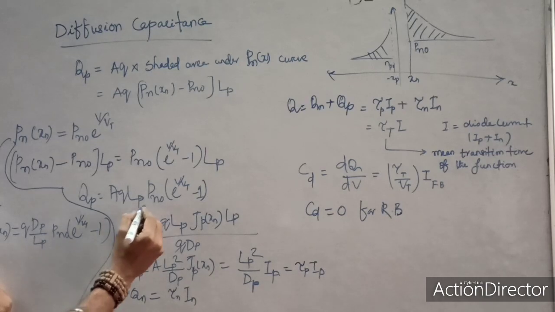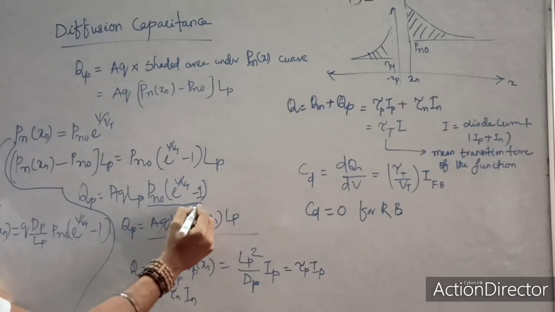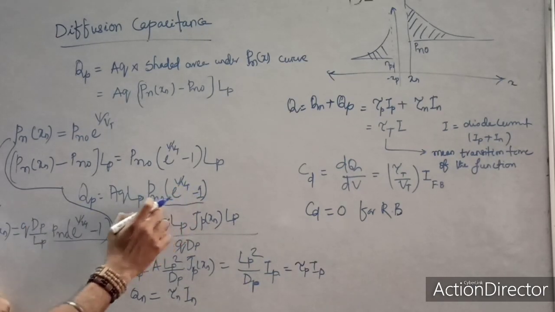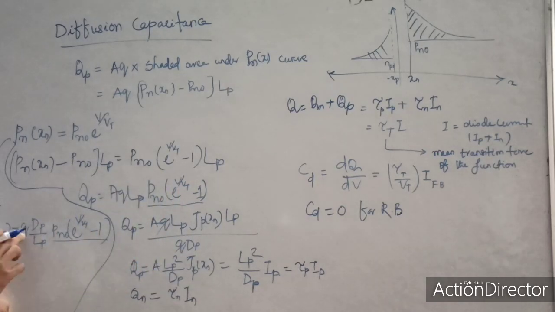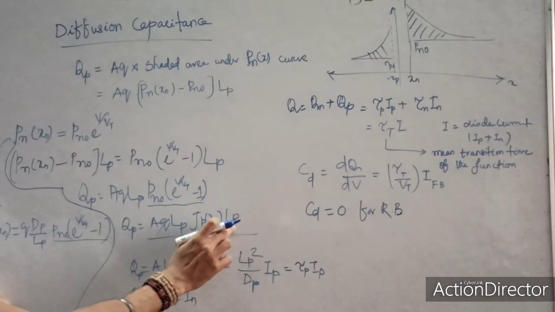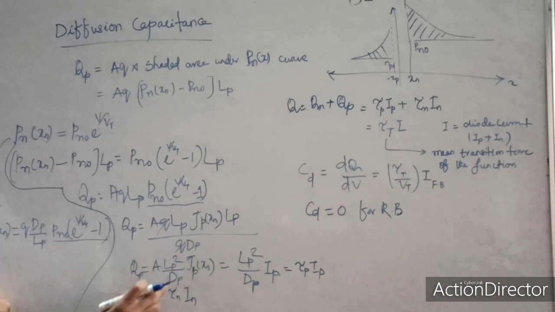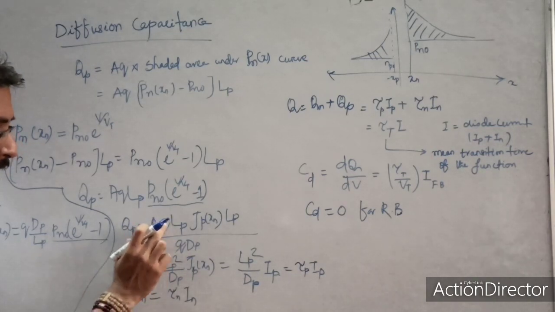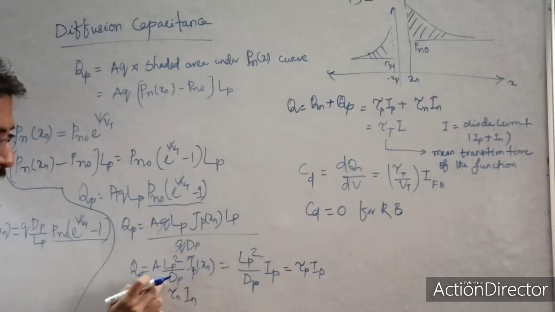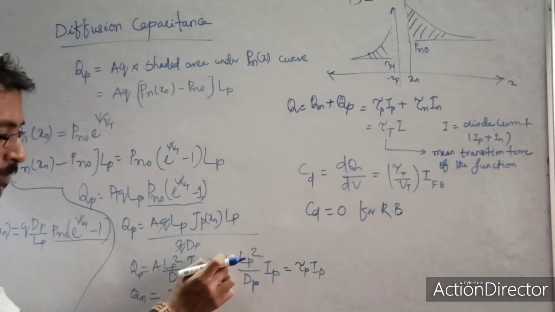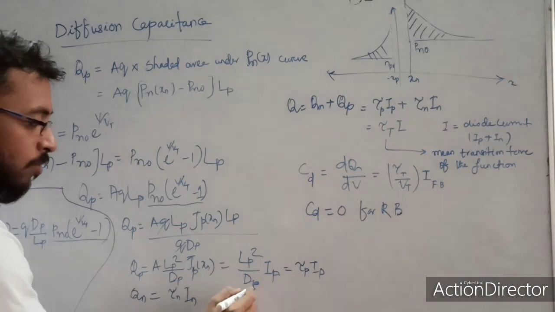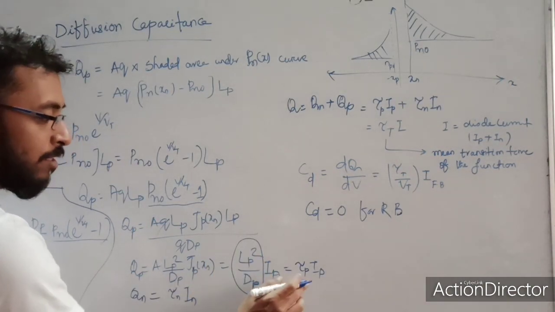So here, in place of Pn0 e^(V/Vt) minus 1, I am going to write in terms of Jp. I am replacing this value with Jp times Lp divided by q Dp. The q cancels out, and it remains Lp square upon Dp into Jp. That is nothing but Lp square upon Dp, and A into Jp gives me the current Ip. So Lp square by Dp is nothing but my tau p.